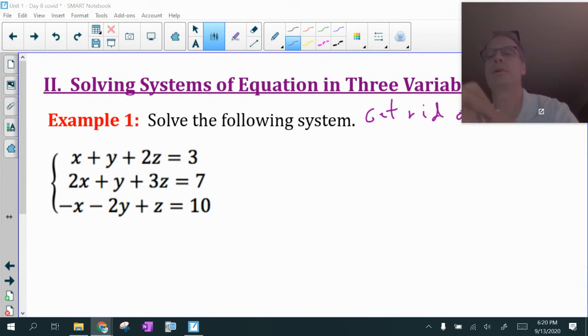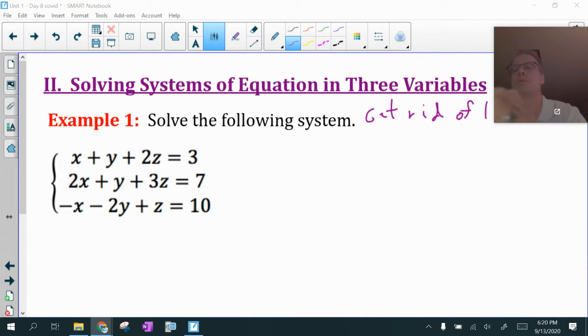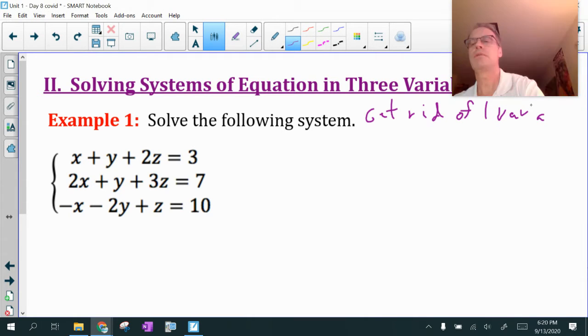I have no idea why I did that. Okay. Well, unfortunately, my handwriting using that particular thing is not working that well. Get rid of one variable.